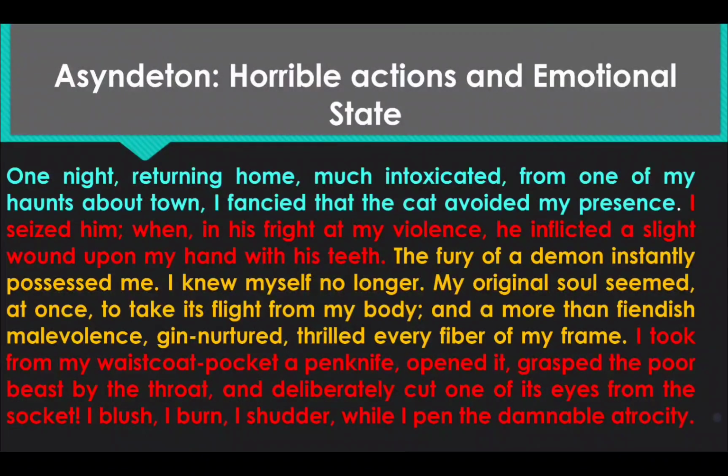"I took from my waistcoat pocket a penknife, opened it, grasped the poor beast by the throat, and deliberately cut one of its eyes from the socket. I blush, I burn, I shudder while I pen the damnable atrocity." You know, this is a very direct confession made by the narrator himself in order to tell that it is not all his fault. It is also the cat himself, when he is trying to avoid the narrator the moment he arrives home.